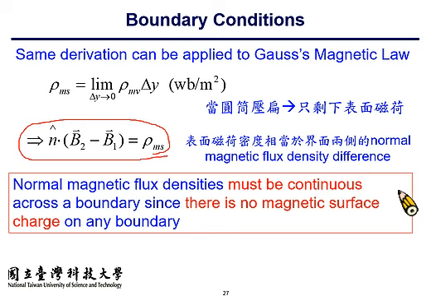所以这边我们就推导完4个 boundary condition，从4个 Maxwell equation 推导出4个 boundary condition.